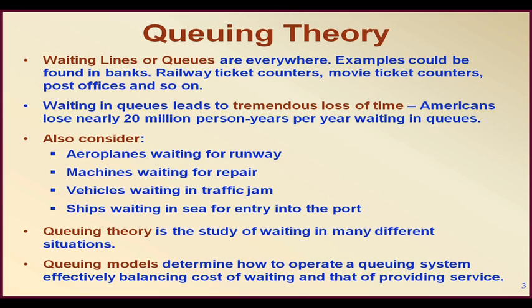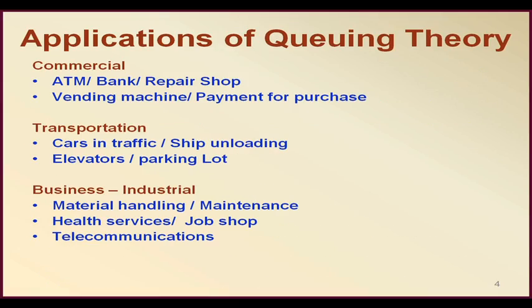So, all these also lead to a huge amount of losses. The basic idea about queuing theory is the study of such waiting in different situations, and the queuing models determine how to operate a queuing system effectively, balancing on one side the social cost of waiting and on the other side the cost of providing service, right. Obviously, if you do not want the people to wait, you have to spend more money in creating more service facilities. On the other side, if you spend too much on providing service, the queues will be less, but the cost will be much higher. So, a balance or a trade off has to be obtained. That is the essential idea.